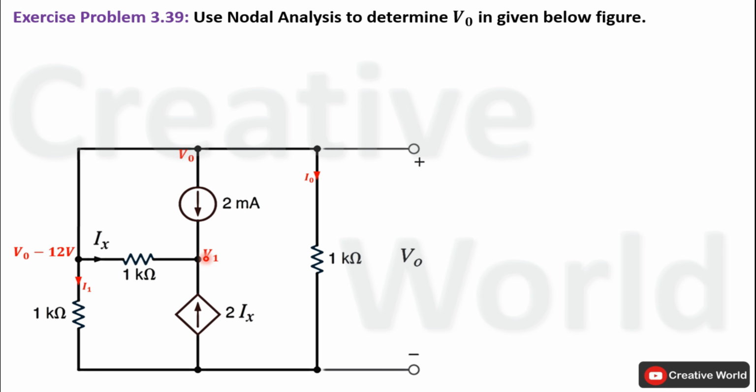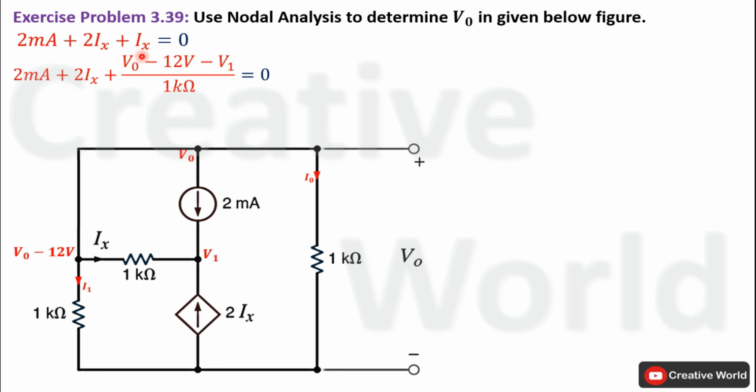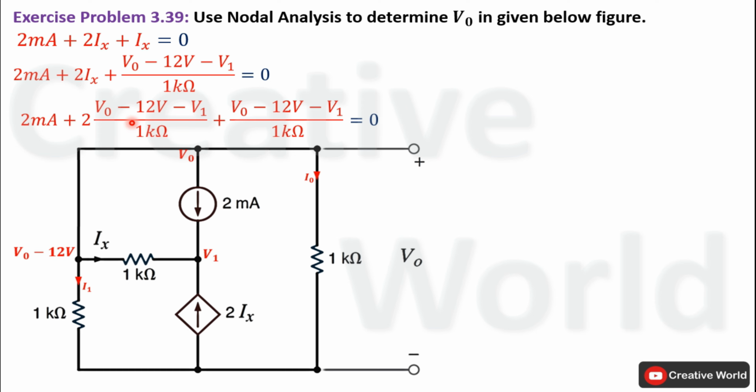Now we will apply Kirchhoff's current law on this node. On this node, all currents are entering, so all currents are taken with a positive sign. In the next step, we have to replace these currents with their specific equations. Current Ix will be equal to the potential difference of these two node voltages divided by the value of the resistance. So we have replaced Ix with V0 minus 12 volts minus V1, divided by 1 kilo ohm. This Ix can also be replaced with this equation. Now in order to omit all denominator values, we will multiply this equation on both sides by 1 kilo ohm.